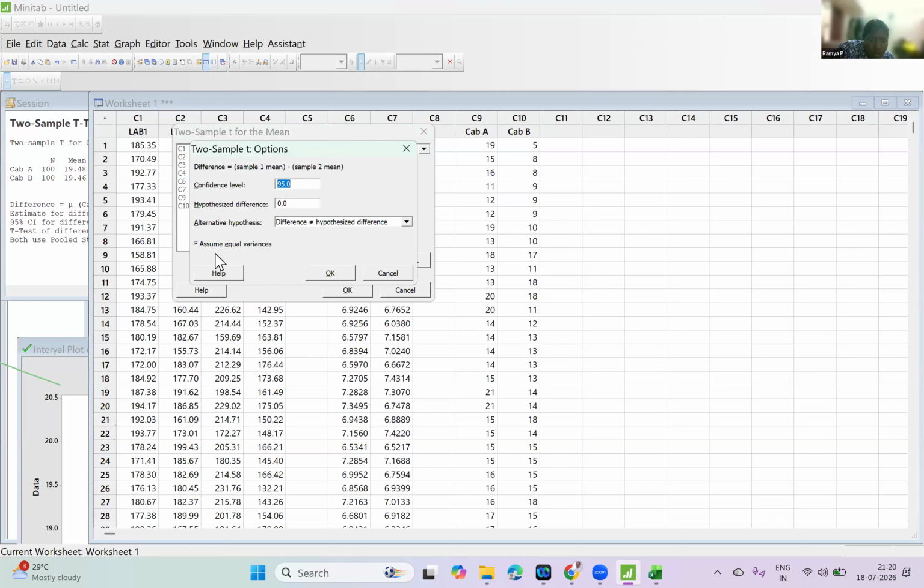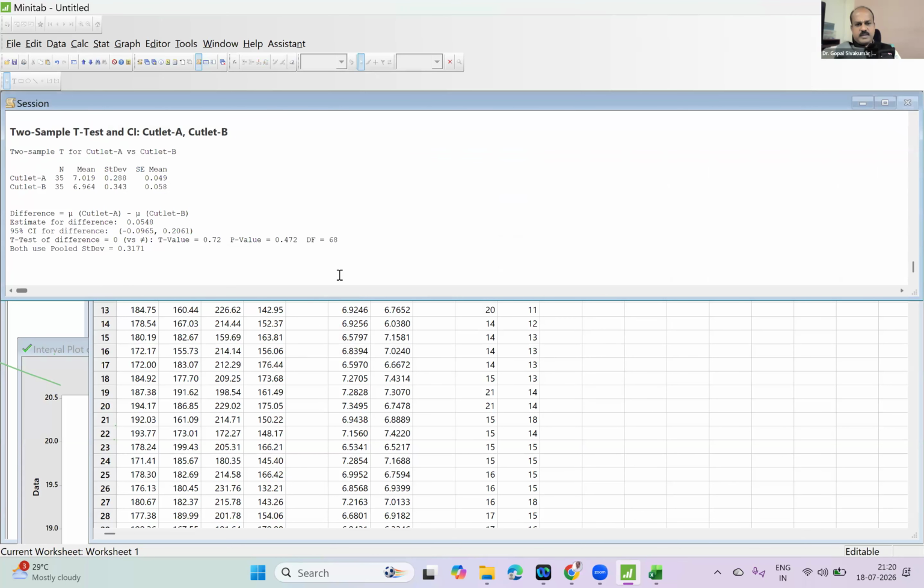Just like last time, you give not equal to. Everything is correct. Assume equal variance. Okay, and one more okay. Look at the p-value. The p-value is how much? 0.472. 0.472 is more than 0.05.